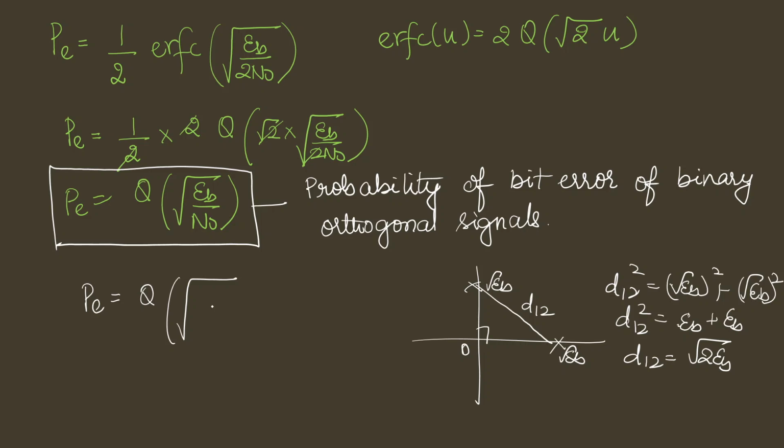So using this expression, I will write this like this. The numerator part can be written as d12 over under the root 2 times n naught. So this is the expression in terms of the distance between the two symbols for binary orthogonal signals.